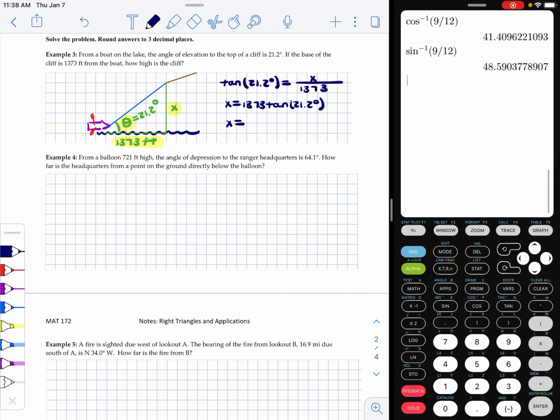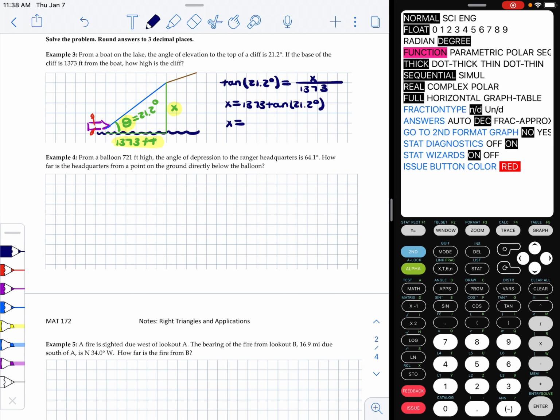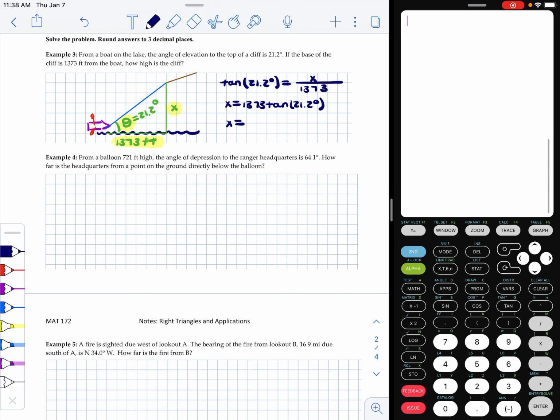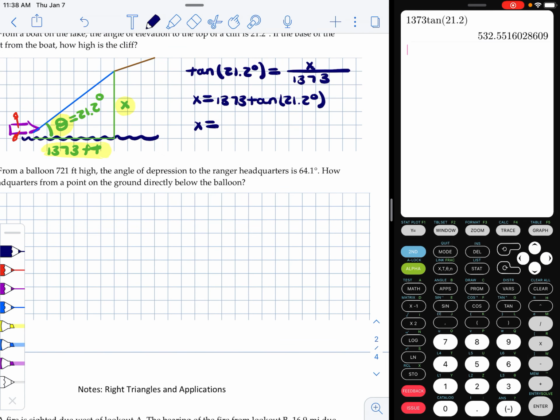All right, so pull out your calculator. Make sure you're in degree mode. And I'm just going to plug in 1,373 times the tangent of 21.2 degrees. Enter. All right, so we get the height of our cliff then is approximately 532.552 feet high. Okay, so that would be our answer.